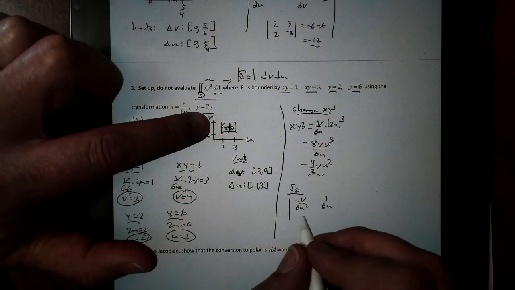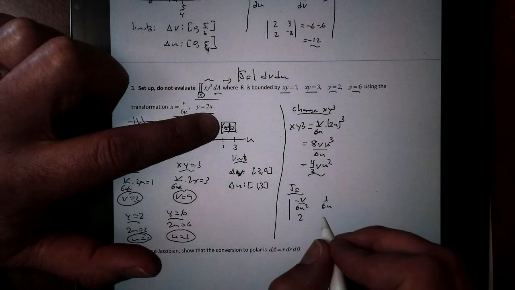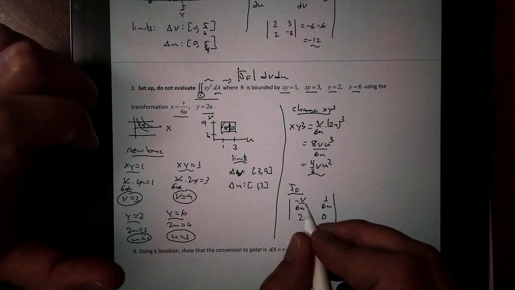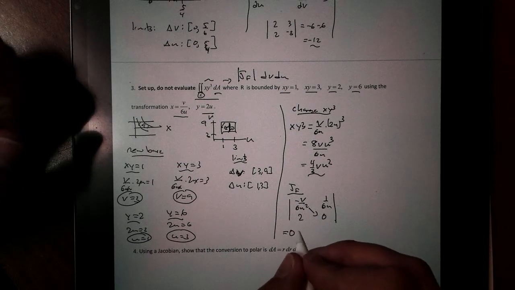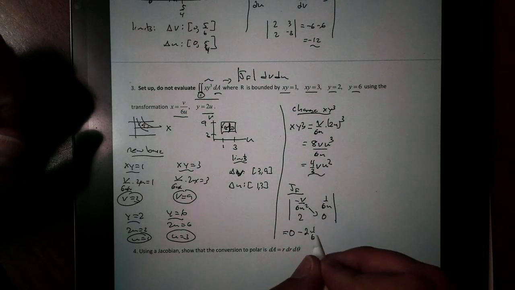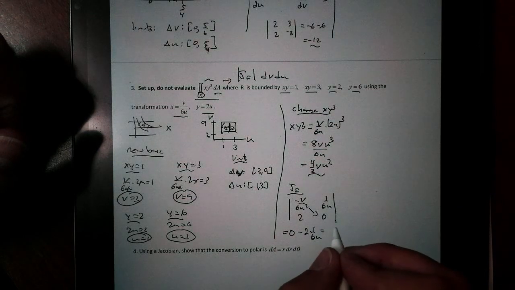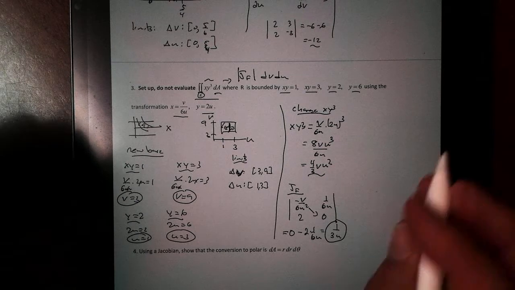Take the derivative of y with respect to u, which is 2. The derivative of y with respect to v is 0. I thought this was going to be a problem, but it's not. It's just 0. So we get 0 minus 2 times 1 over 6 u, which becomes 1 over 3 u. And there's our Jacobian.